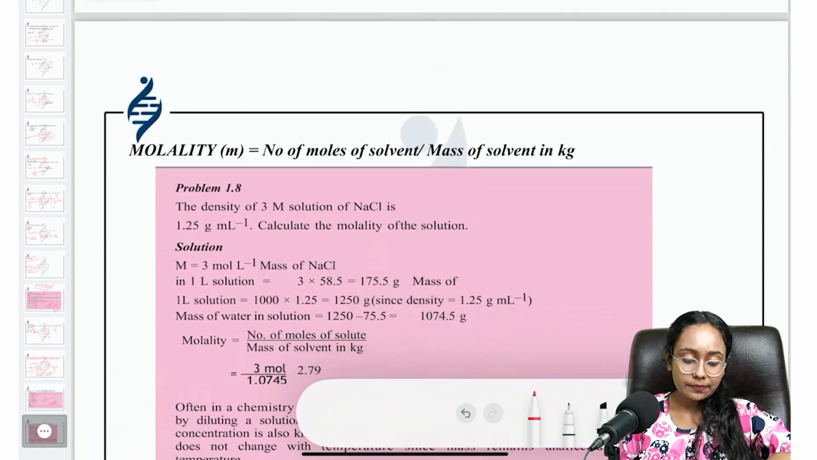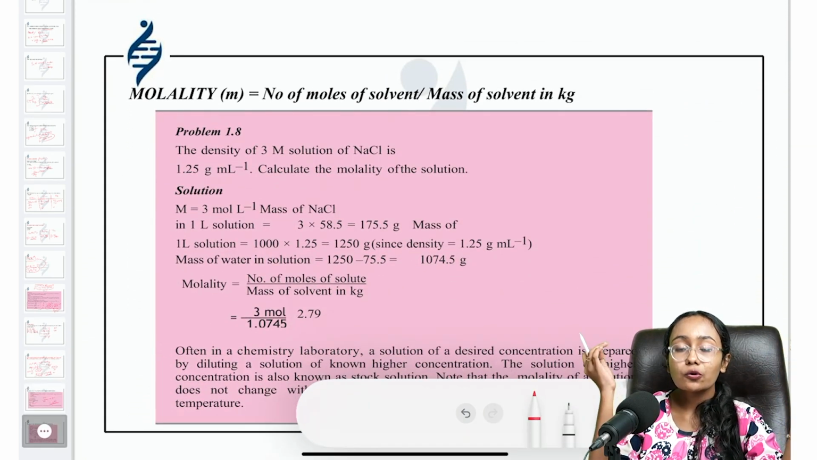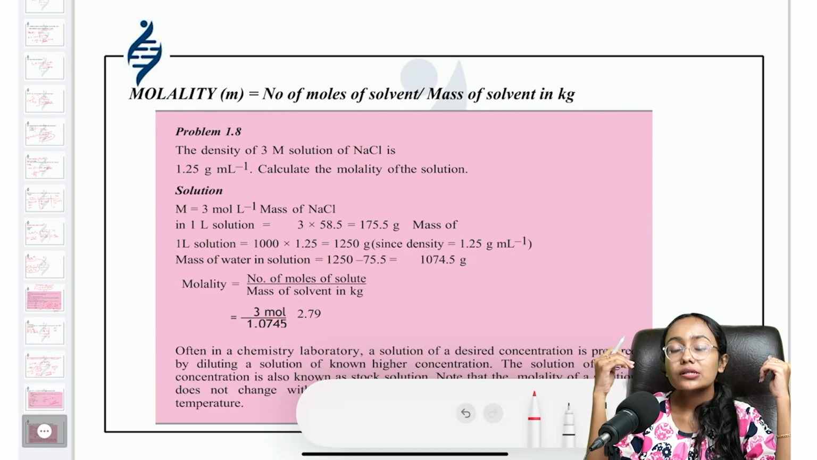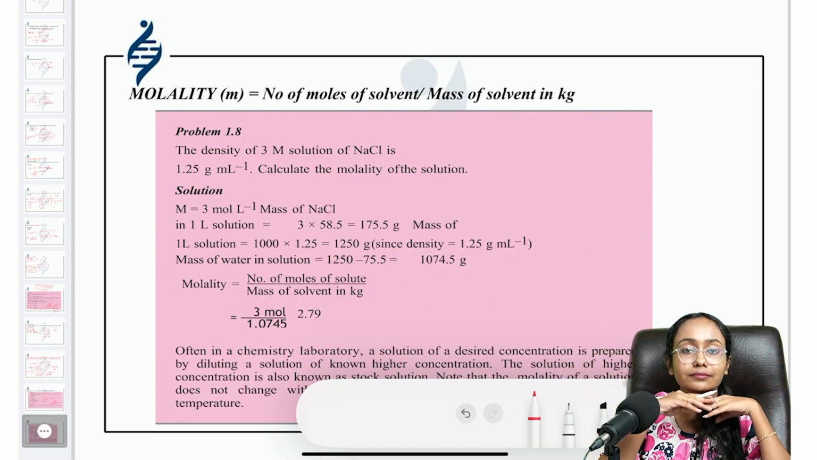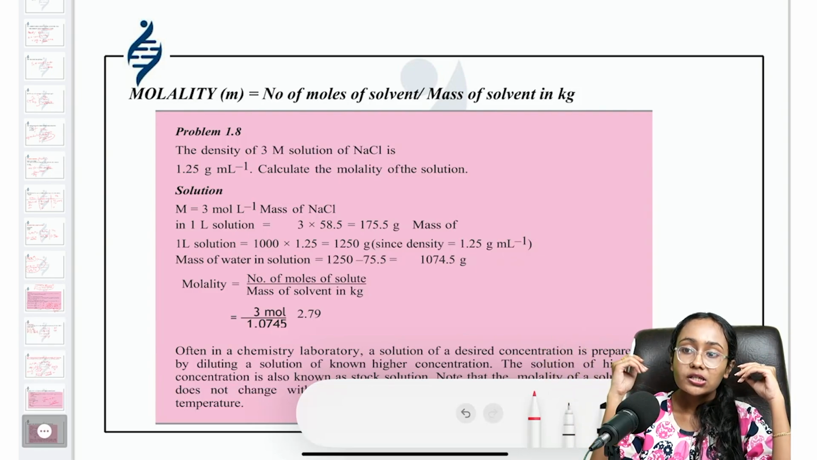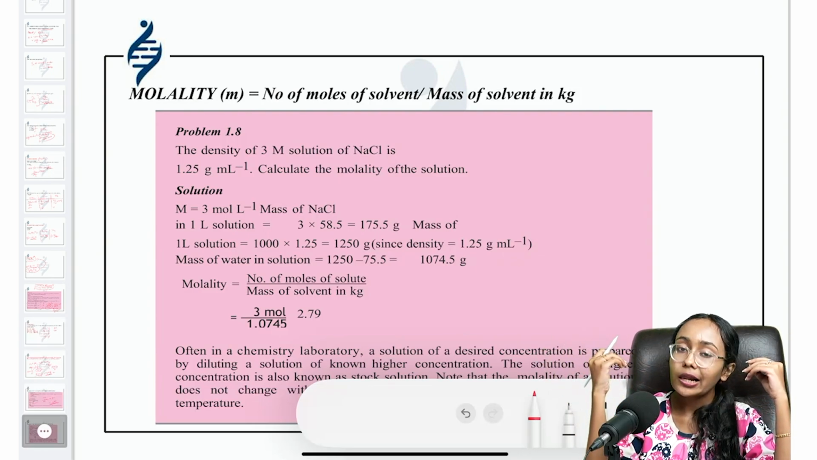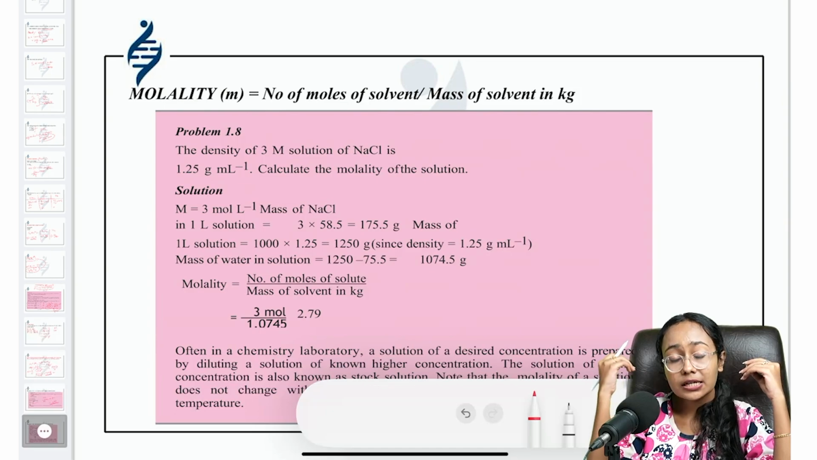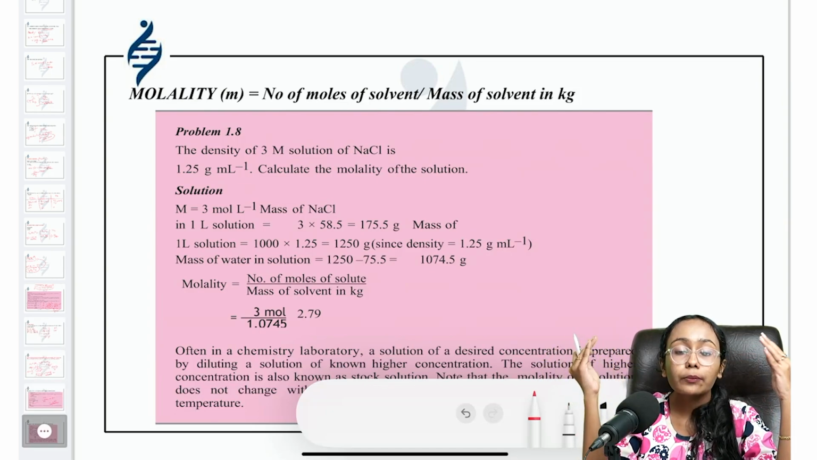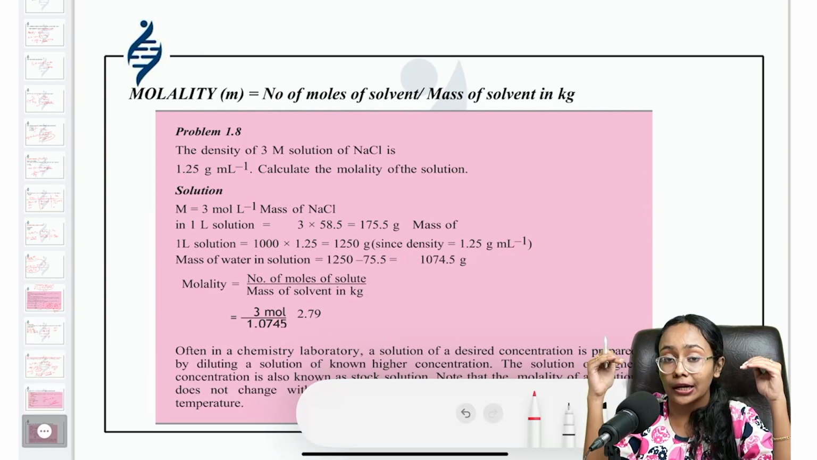Coming to molality. Molality is the number of moles of solute present in the mass of solvent in kilogram. In the same case of solution itself, I'm mixing a solute and solvent. Maybe the solvent is present in grams or kilograms. So I need to find molality, small m. Molarity is expressed in capital M and molality is expressed in small m.